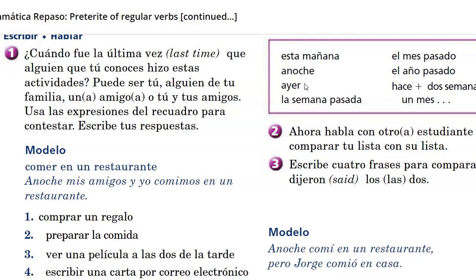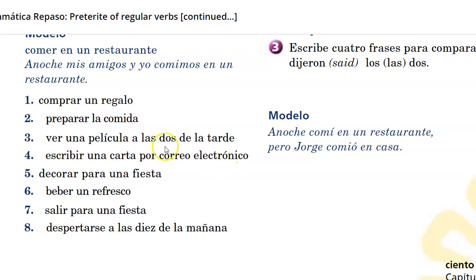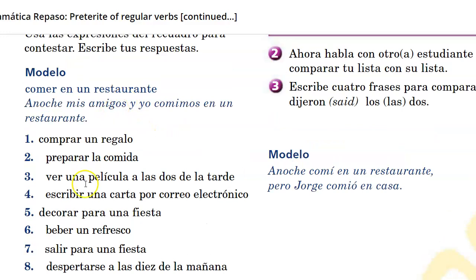And then hace, with any measurement of time, is going to be however long ago. So, hace 2 semanas would be 2 weeks ago. Hace un mes would be 1 month ago, right? So using those expressions of time indicate how long ago you or anybody you know did these activities.